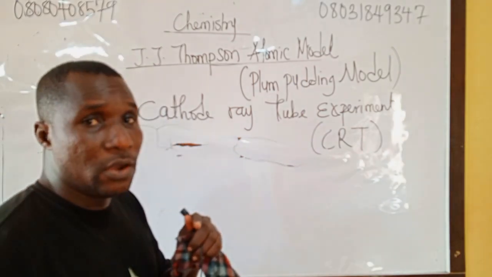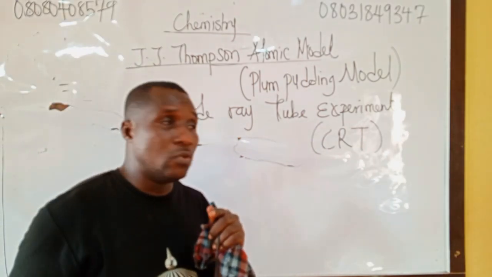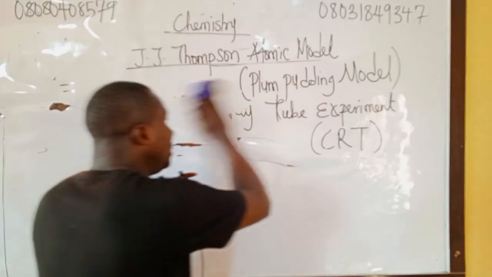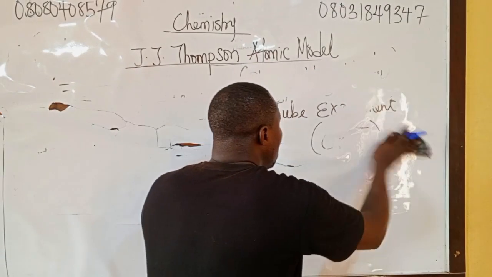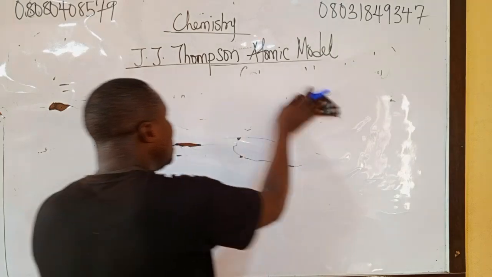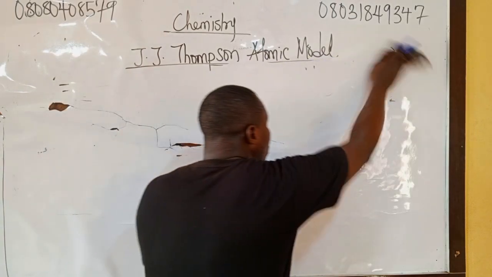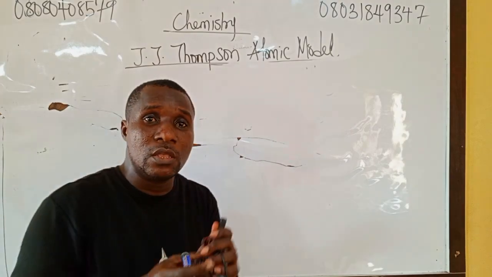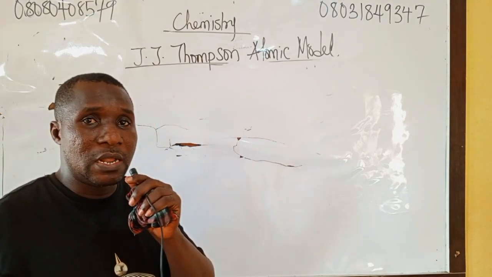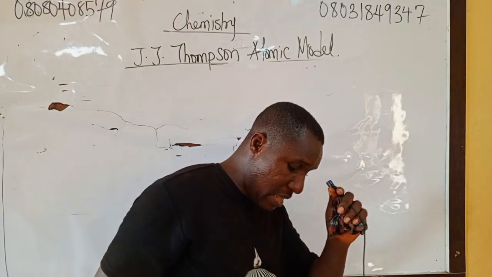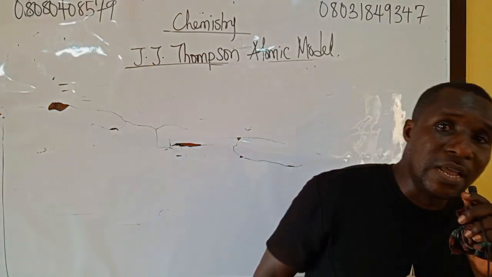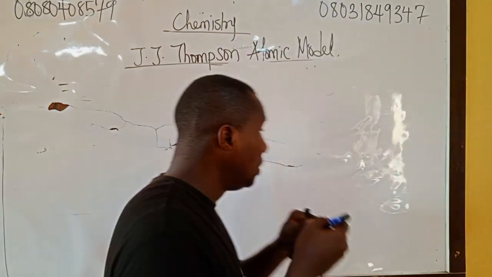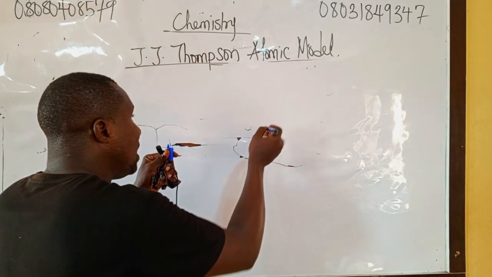And the model, J.J. Thomson atomic model, is also known as what? Plum Pudding model. How did he use the cathode ray experiment? Let me quickly give you the diagram, because JUPEB students can be asked to draw the cathode ray tube experiment according to J.J. Thomson and explain how he used it to discover the electron. Take note of this. It's a simple diagram.